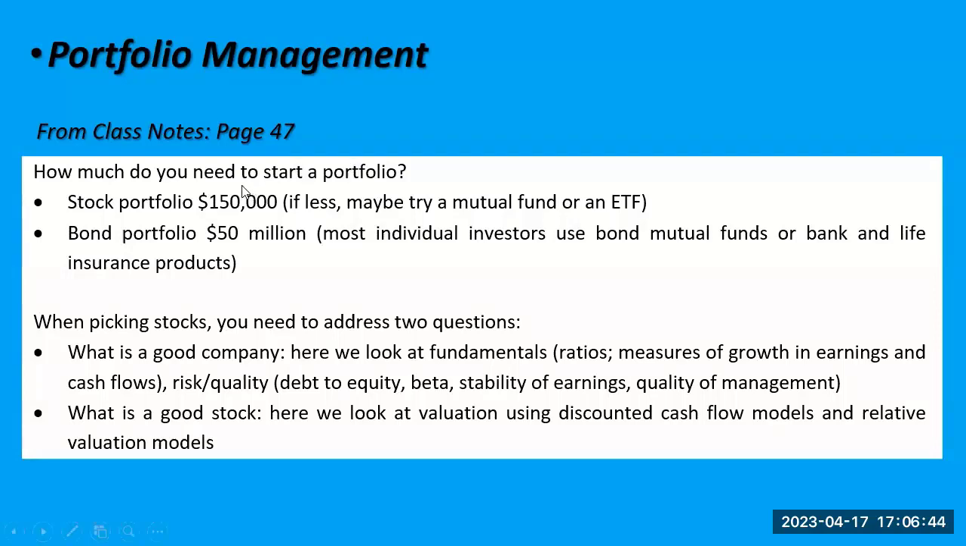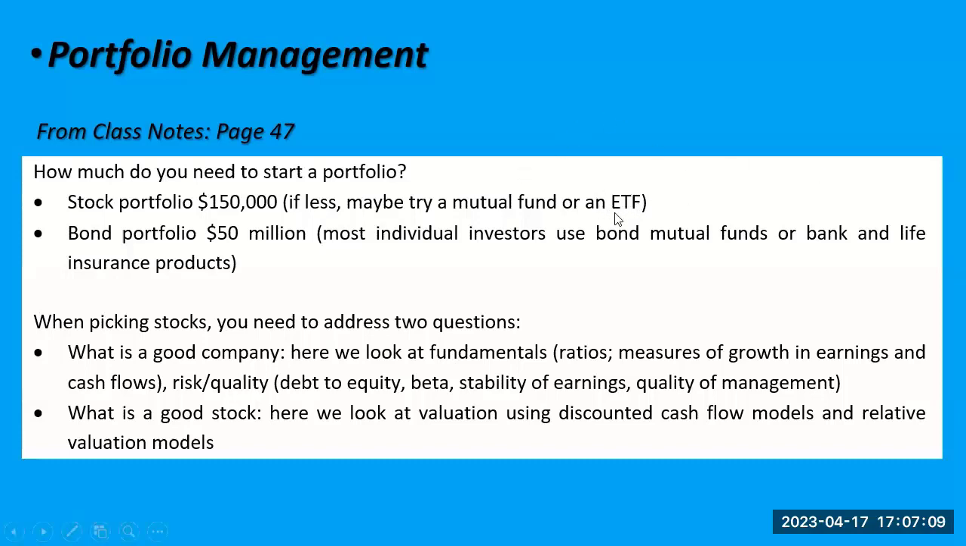So $150,000. Or if you have $2,000 or $3,000, then you can do mutual funds. Most mutual funds had a minimum of $2,000 or $3,000. Or one nice thing about a mutual fund is if you do their Roth IRA or IRA, a lot of them will have minimums of only $50 if you do it monthly investing.